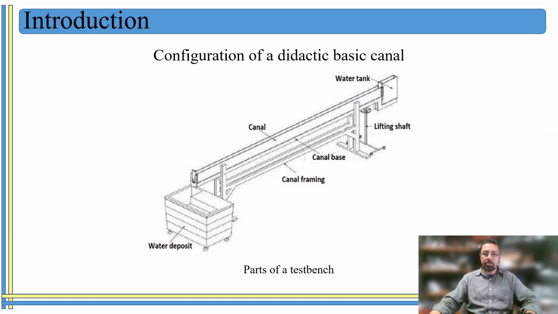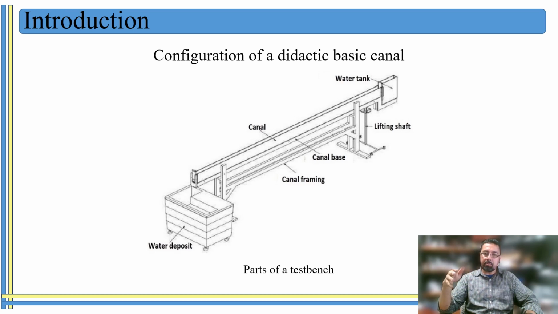You can see in this picture a basic configuration for a didactic water canal, which is formed by a canal framing, a canal base, the canal, a water tank, a water deposit, and a lifting shaft. The water that comes from the water tank goes through the canal, and at the end it ends up in the water deposit. There is a closed water circuit that recirculates the water through a water pump, and students can calculate the water flow that is going to go through the canal.